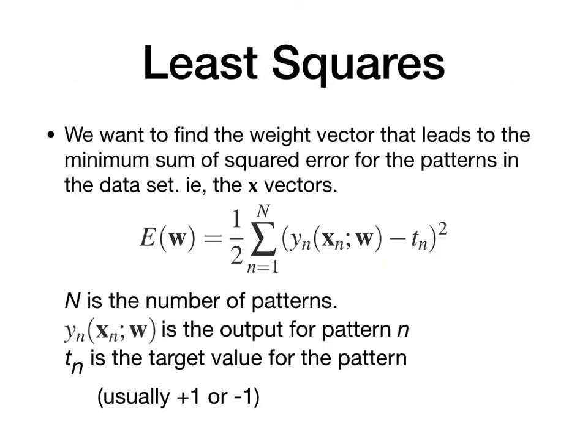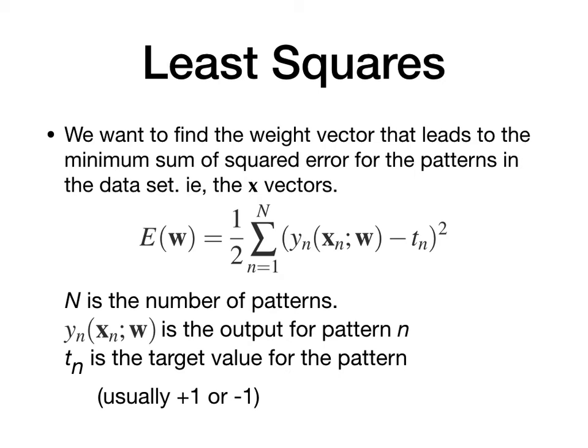So least squares looks like this. We want to have an error measure for a particular weight vector, because remember the x's are essentially constants for the whole thing. So we have an error based on the weight vector, which is the thing that can change. So we've got the squared error.